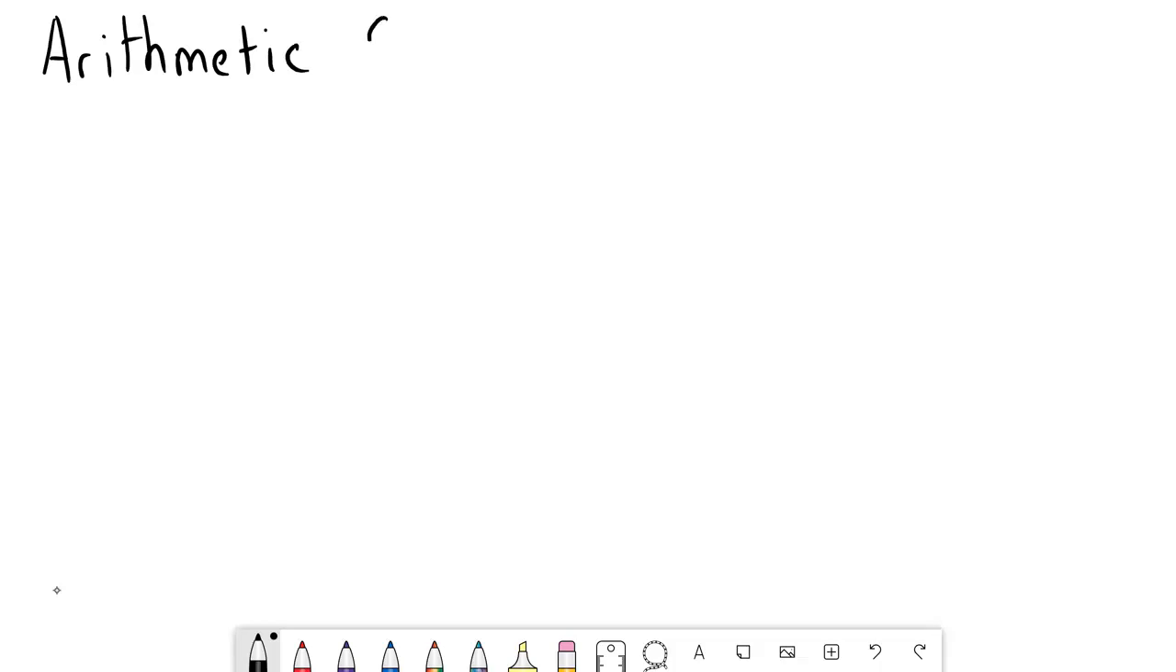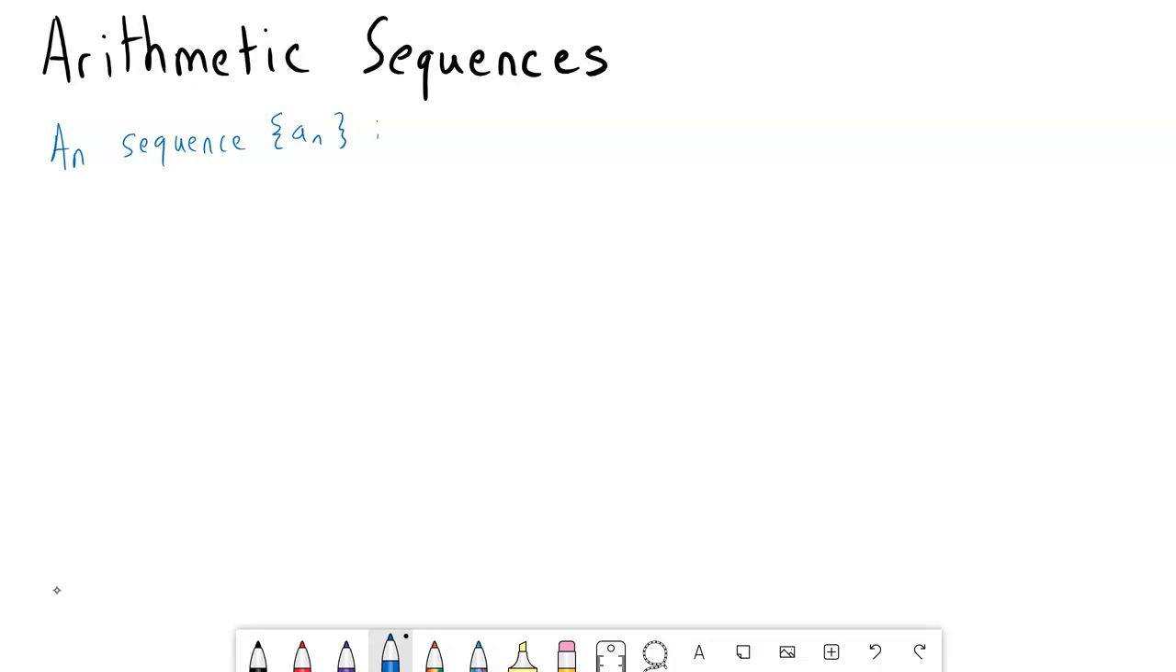Arithmetic sequences. Maybe you've heard of this before. We're still not quite ready for the calculus part of it, but we're building up to it. So I'll write the definition in blue. So this is the definition. Let me just say a sequence, which is just any sequence, is an arithmetic one if it is written in this form.